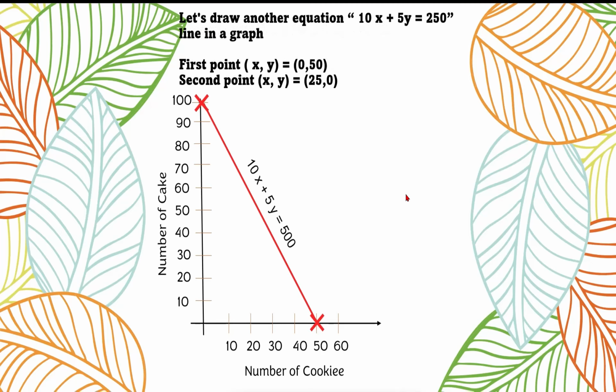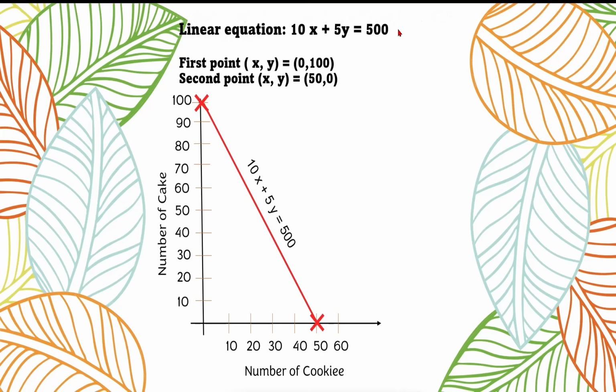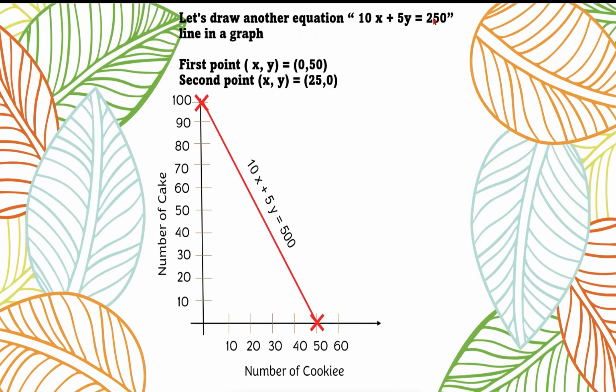So let's assume another number. Here we have assumed 500, right? Now let's assume 250. So what will be the two points for 250? By the same calculation we did earlier, by assuming X to be 0, we will get Y as 50, and by assuming Y to be 0, we will get X as 25. Now let's plot these points on this graph. So here are the two points, right? Now let's join these two points by a straight line. So this is the line for 10X plus 5Y equals 250.